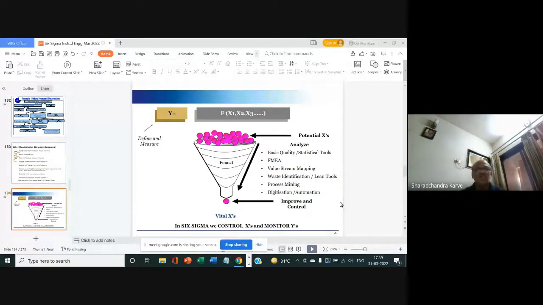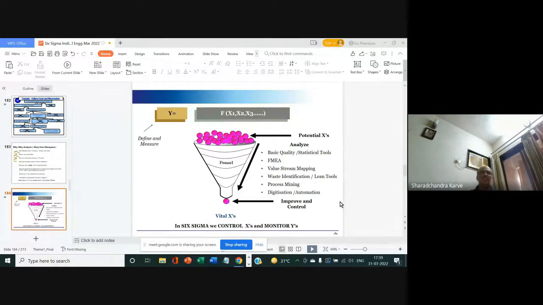Then after fixing or closing all that on the Y side, we went to the right side to understand the potential causes for this. The idea in Six Sigma is always to improve a process or a system so that my Y will automatically come. My whole intention is to control the X's. So I want to understand which X's are making an impact, and in Six Sigma we call them potential X's.